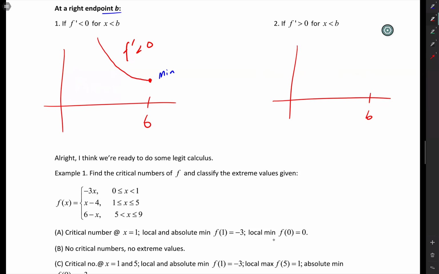Right endpoint at b. This time they tell me that my derivative is positive. Max.